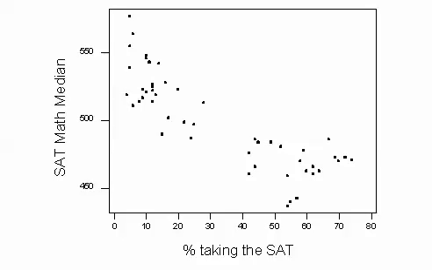The following scatter plot displays the relationship between the percentage of students taking the SAT and the median SAT math scores in each of the 50 states. Note that the explanatory variable is the percent taking the SAT in each of the 50 states, and the response variable is the SAT math median score in each of the states.